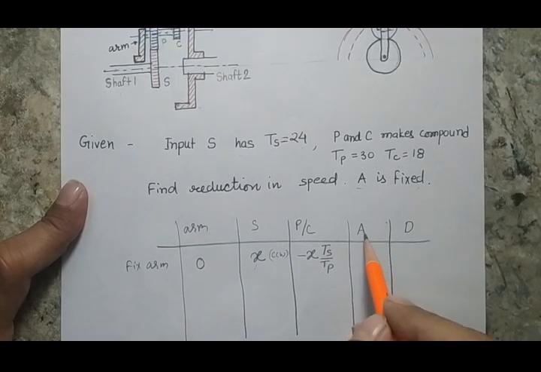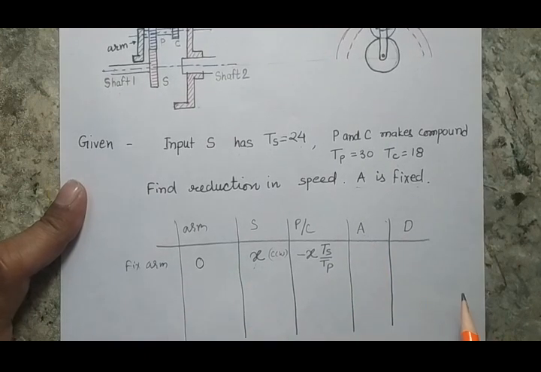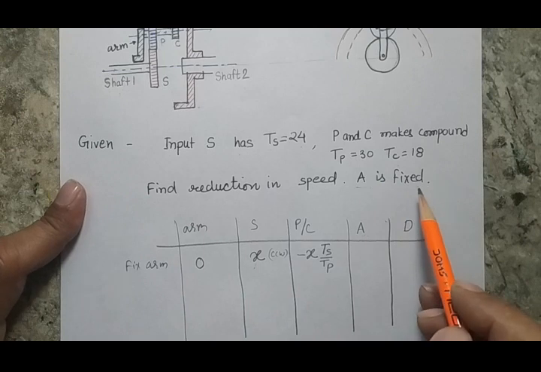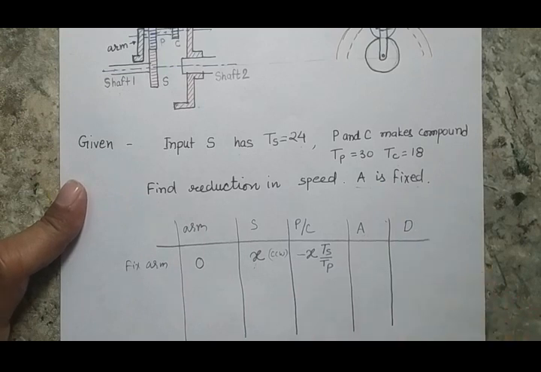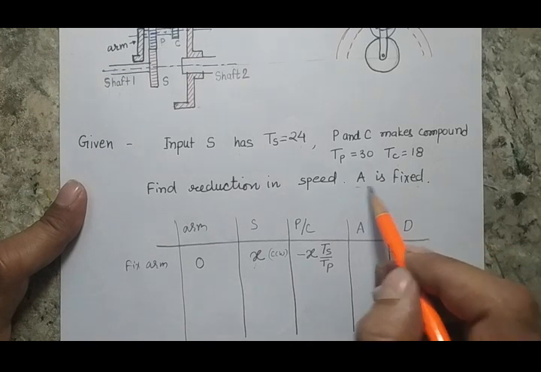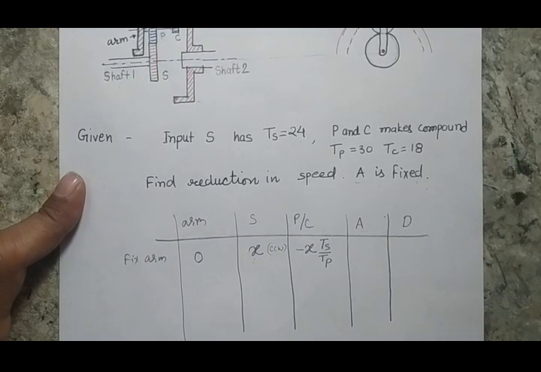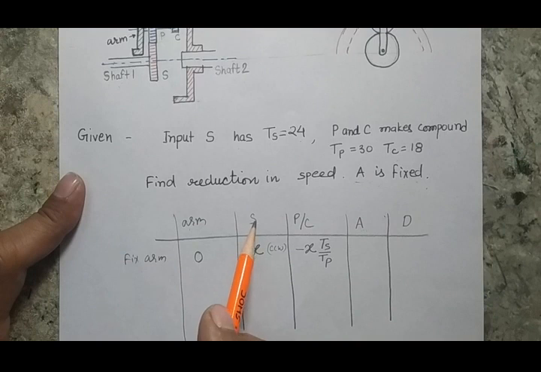Now what will be the rotation of A? Please remember that when we are making this table, we are not taking input from the question. Finally, when we have our table, then we will take this input. So here you will not consider that A is fixed. Here you will consider that all the gears are free, and now I am initially fixing the arm, and I am giving one input to S.